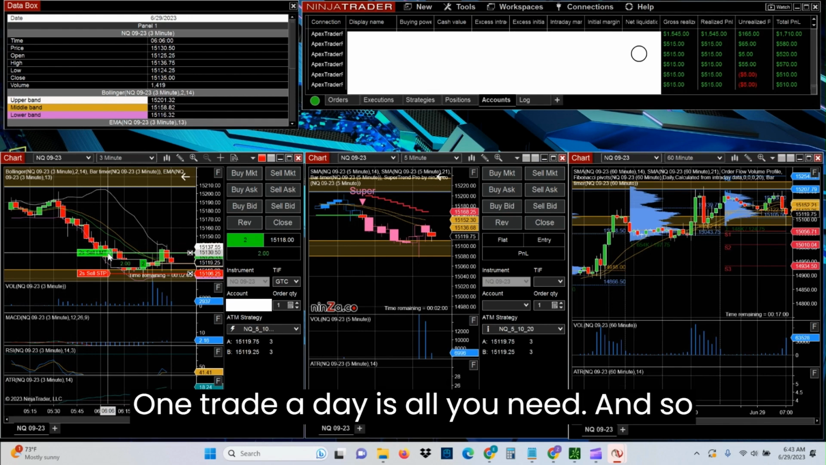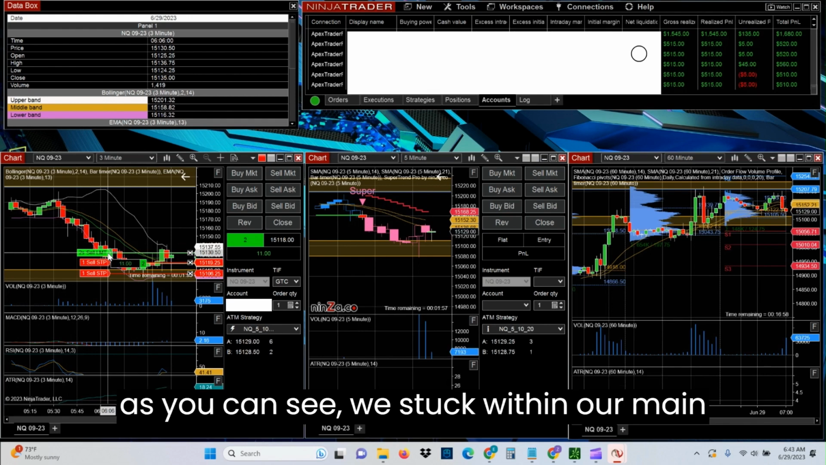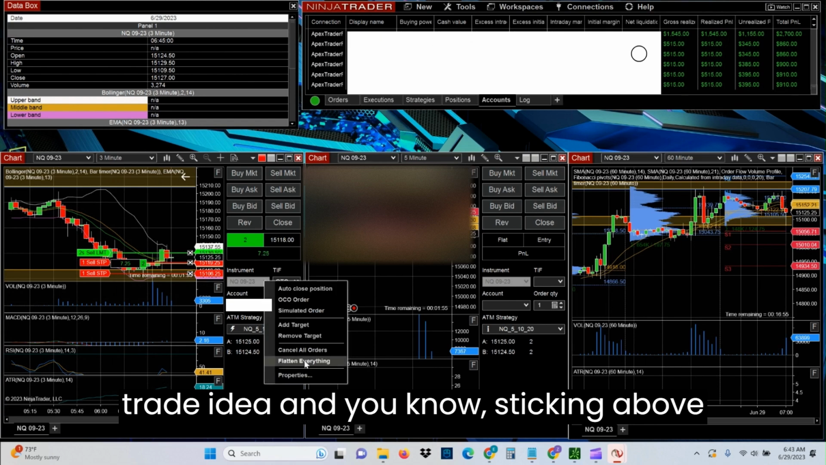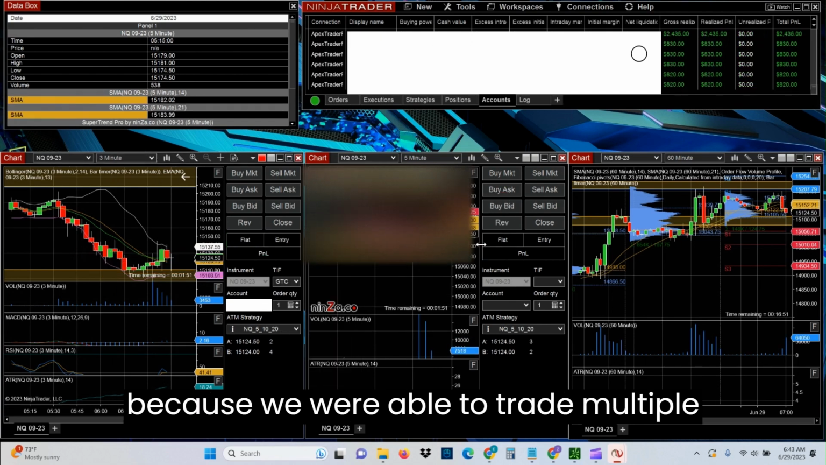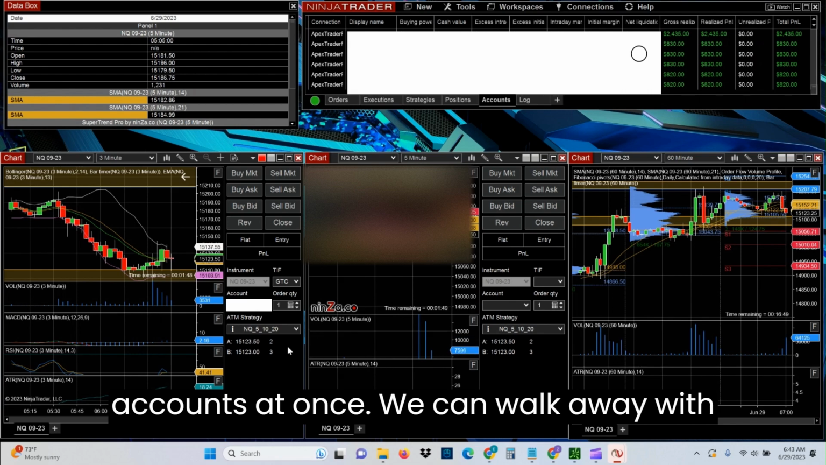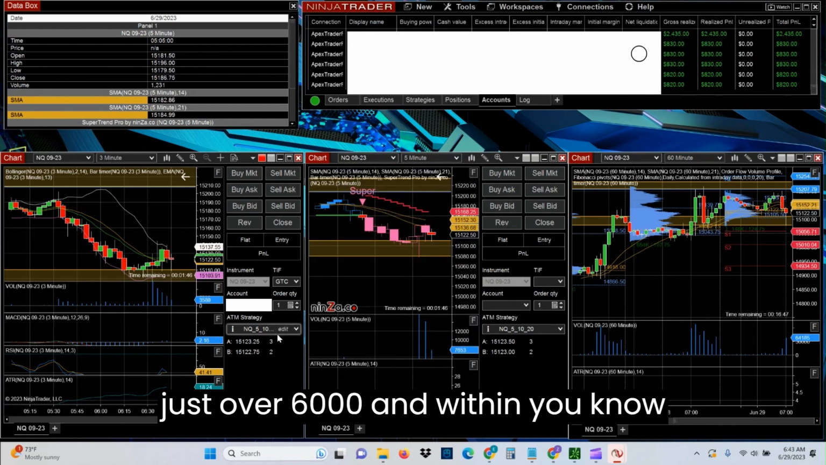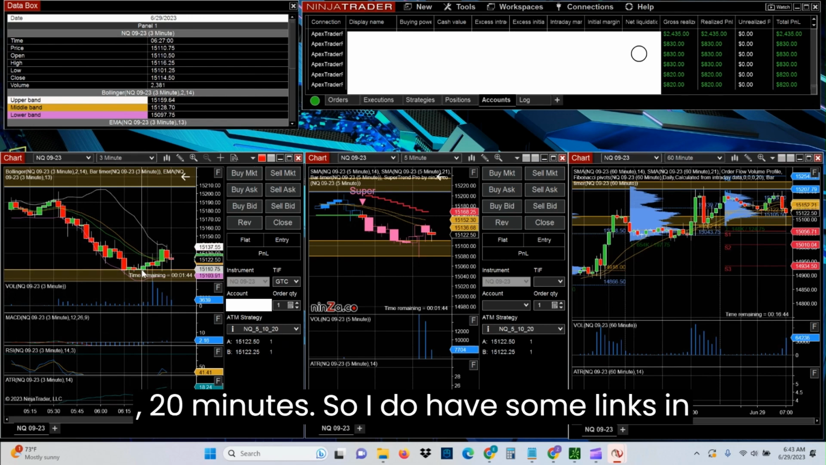One trade a day is all you need. And so as you can see, we stuck within our main trade idea, and sticking above that zone, and even playing a tight range, because we were able to trade multiple accounts at once. We can walk away with just over 6,000, and within 20 minutes.